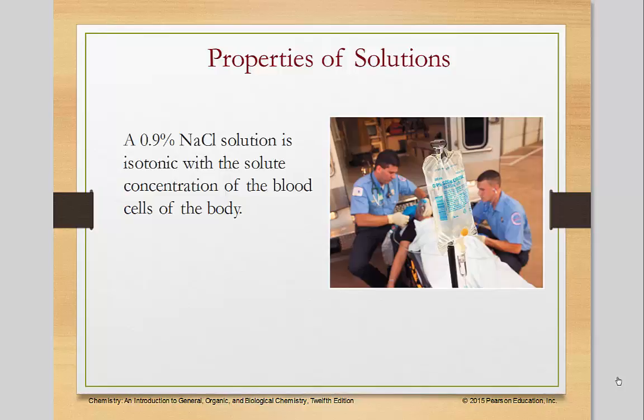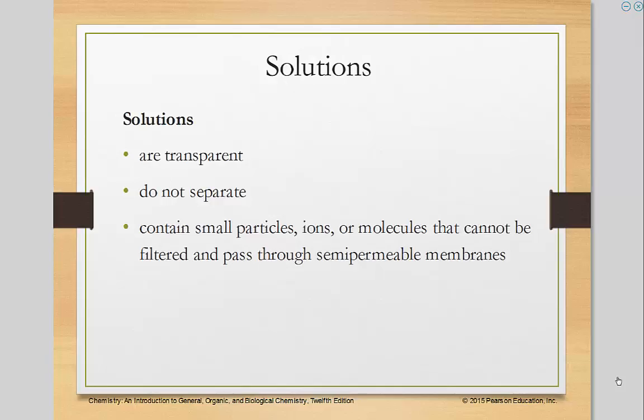In this tutorial, we will be discussing different properties of solutions and the different classifications of them. A solution is a transparent liquid that does not separate. That's super important because if you have something that separates, it's not considered a solution because it's not homogeneous. For instance, if you have sour cream and you notice that the water comes up to the top of the sour cream, that is not a solution because it's separated.